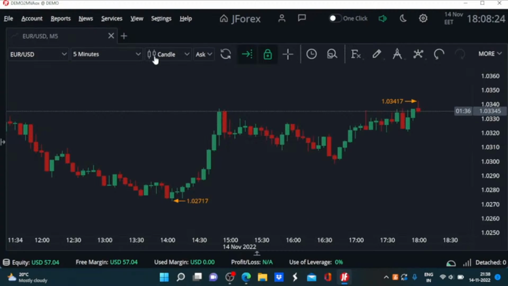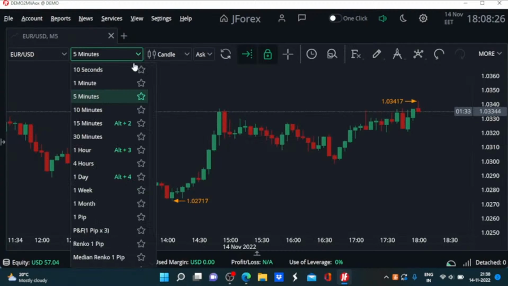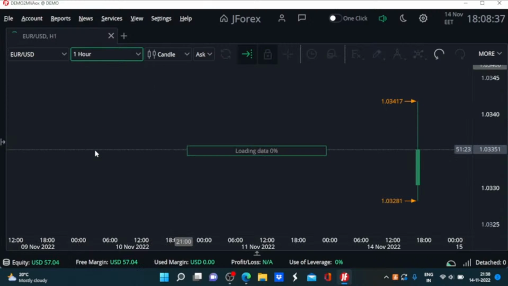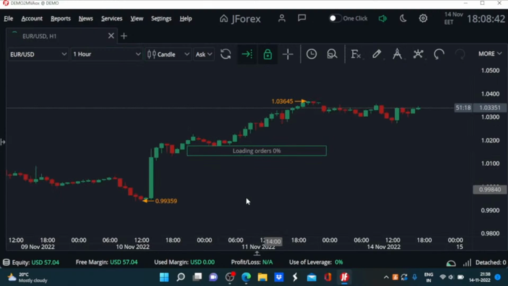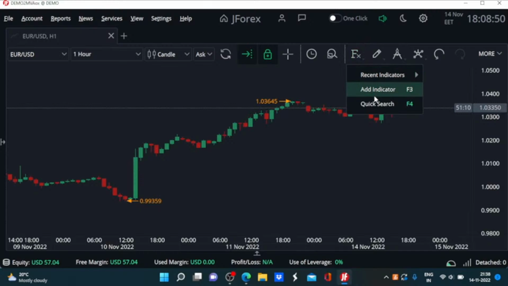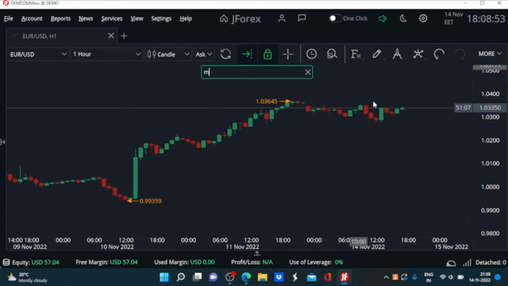Here is the chart of the Euro USD which has been drawn on the 5 minute candle period. I will change it to hourly. Now it has changed to hourly. Let's do a quick search where you will find this indicator, minus directional indicator.